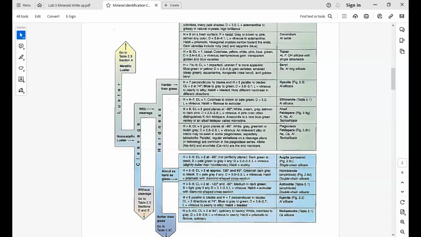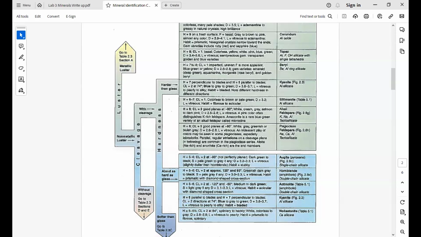Do we have anything that's pink down here? White, colorless to gray, blue gray to green, that didn't work. Medium to dark green, that didn't work. Greenish dark gray, that doesn't work. Dark green to black. Okay, none of those colors work. So now we come up here, and the first one we have is hardness of 6, cleavage 2 good planes at about 90. That works.